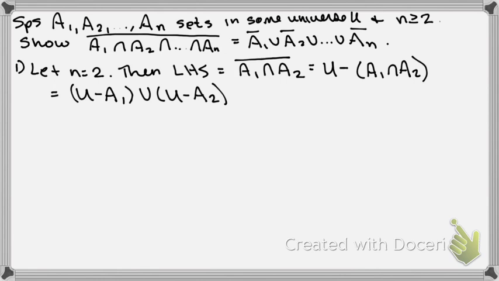Well, what is that equal to? The universe minus A1, that's A1 complement. Union, the universe minus A2 is A2 complement, and that's the right-hand side. So it's true. So remember when you distribute, this is sets, so it's not algebra, but it's kind of like, if you distribute a negative, it switches the, so.